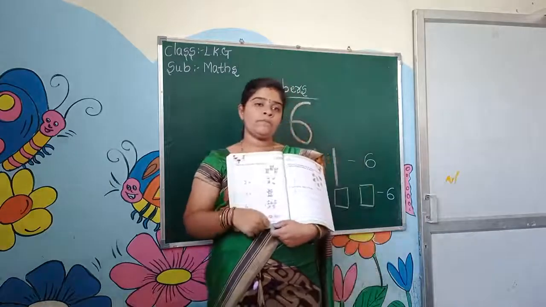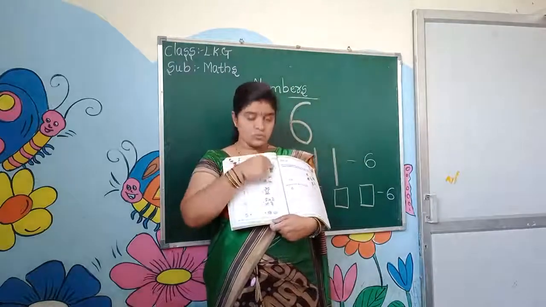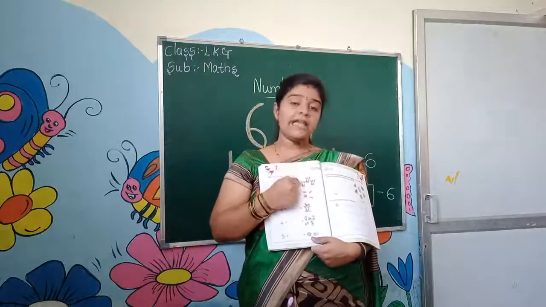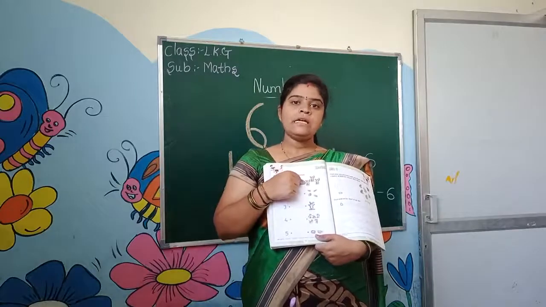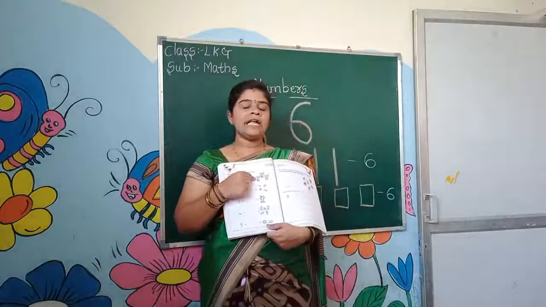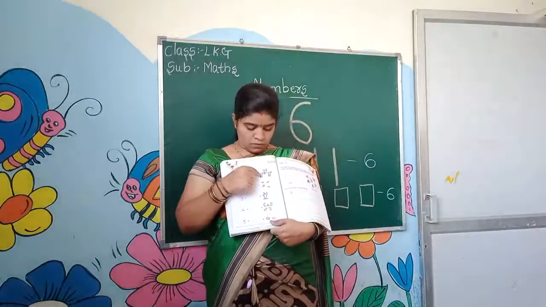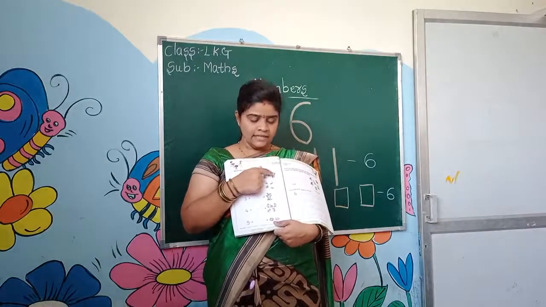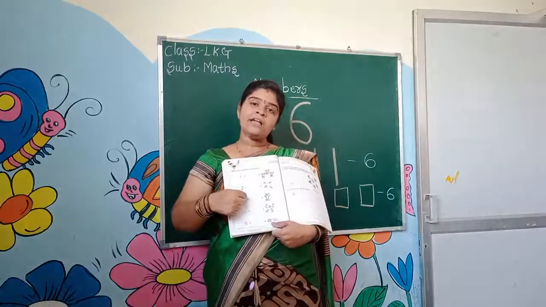What do you have to do? First, you have to count the pictures. For example, the first one is monkeys. Count. How many monkeys are there? Count, children. 1, 2, 3. 3 monkeys are there. Then you have to join to 3.